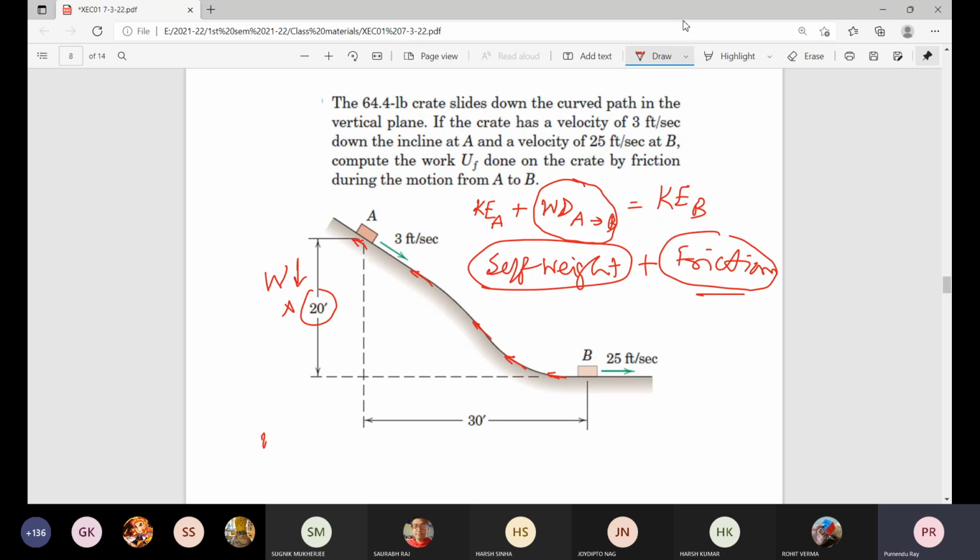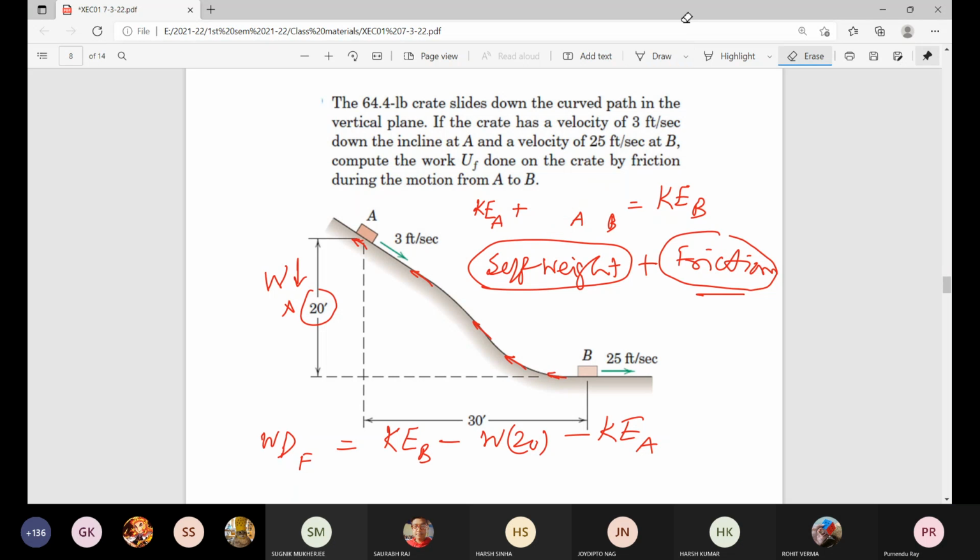The work done due to friction is the integral of mu times N dx. We know the velocities and we know the work done by gravity, so we can subtract. Do you understand? This part is there. Work done from A to B, this is the combination.